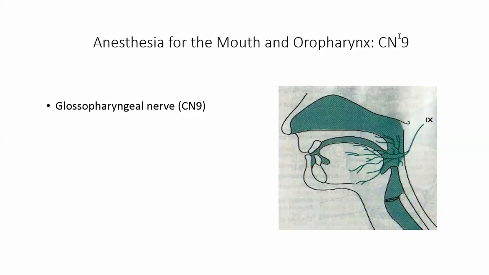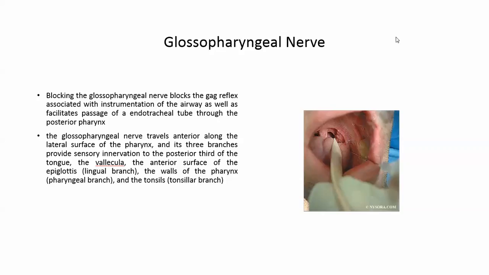The glossopharyngeal nerve provides innervation to the mouth and the oropharynx. Blocking the glossopharyngeal nerve blocks the gag reflex associated with instrumentation of the airway, as well as helps in facilitating the passage of the endotracheal tube through the posterior pharynx.